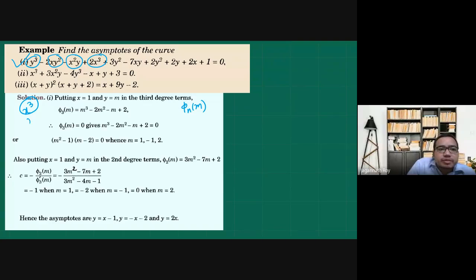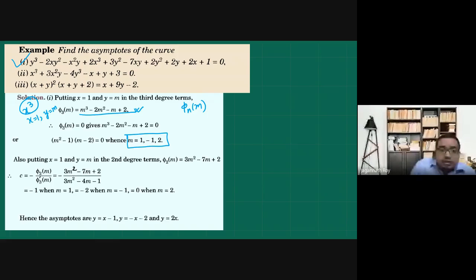So for this type of equation, we will put x equals to 1 and y equals to m. If we put x equals to 1 and y equals to m here, we get m cube, then 1 into m square, and 1 square into m, and 2 into 1 cube. That means we will get this equation. Once we solve this equation, we'll get the roots as this one.